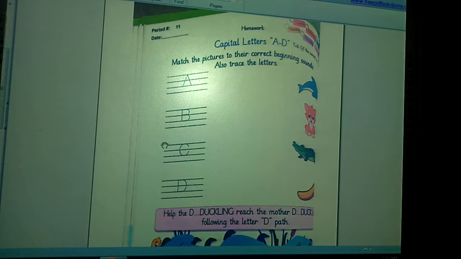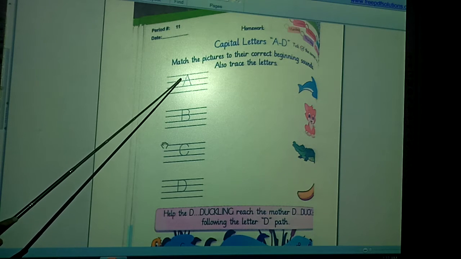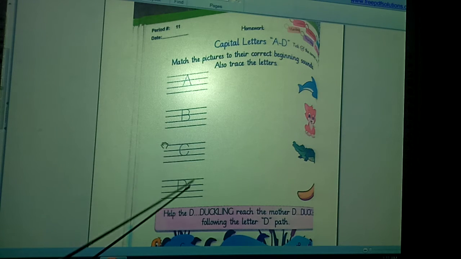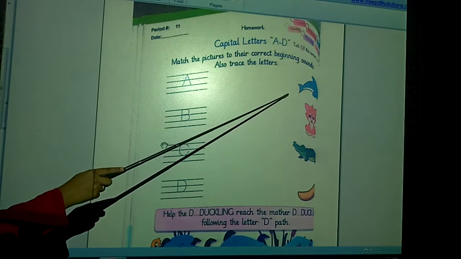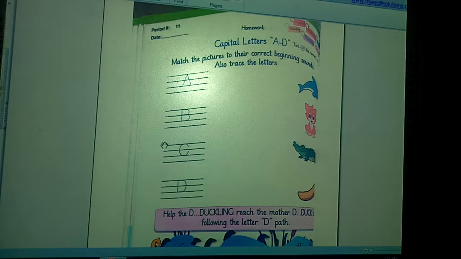Also trace the letters. Firstly, we have to trace the letters A, B, C and D. And then here are some pictures. For example, the first picture is of a dolphin. The second picture is of a cat. The third picture is of an alligator.